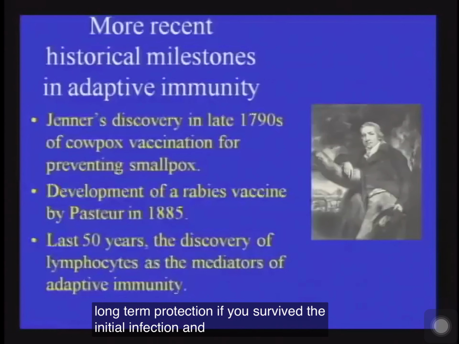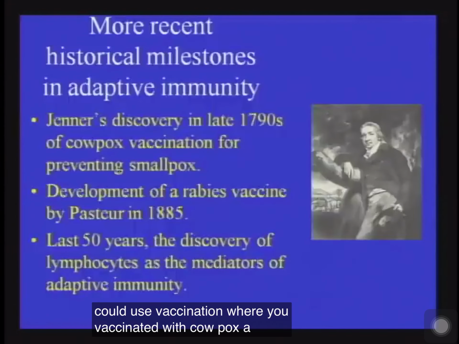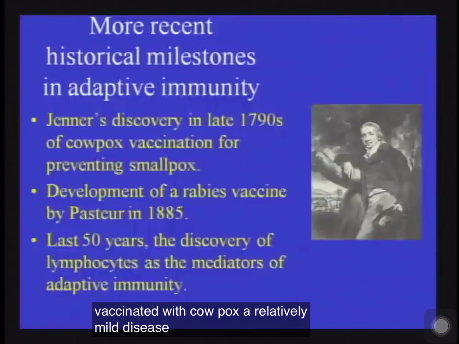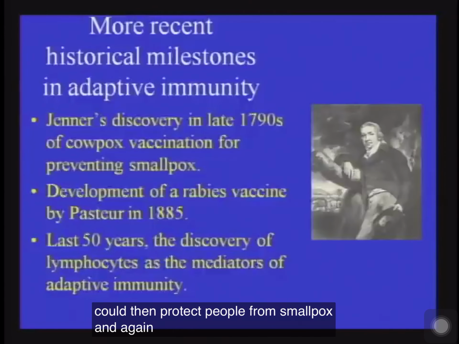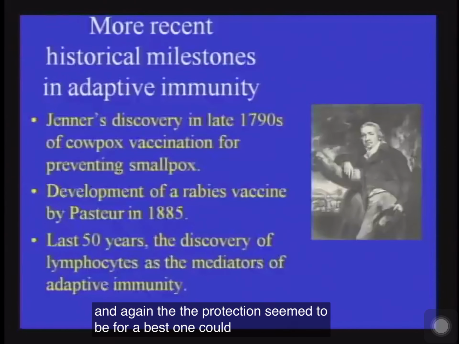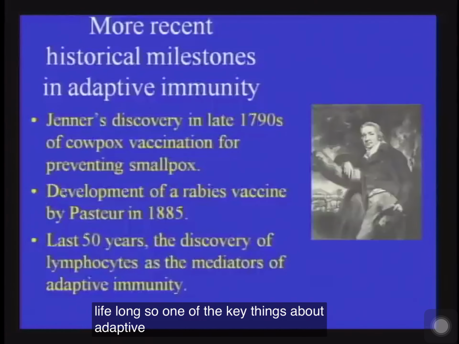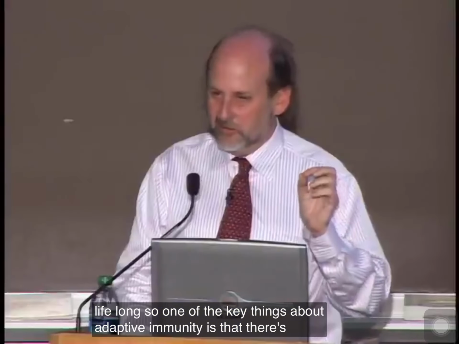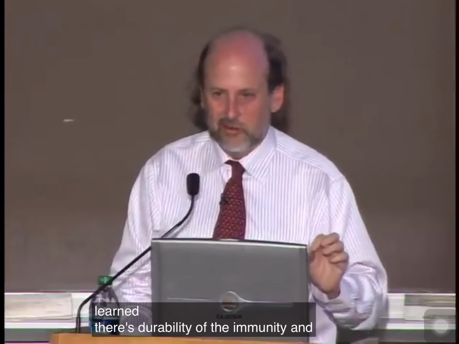the initial infection. And then, of course, more recently, it was discovered that you could use vaccination, where you vaccinated with cowpox, a relatively mild disease found on cow udders, and you could then protect people from smallpox. And again, the protection seemed to be, as best one could tell, close to lifelong. So one of the key things about adaptive immunity is that there's a learning process, but once the lesson is learned, there's durability of the immunity and durability of the protection.